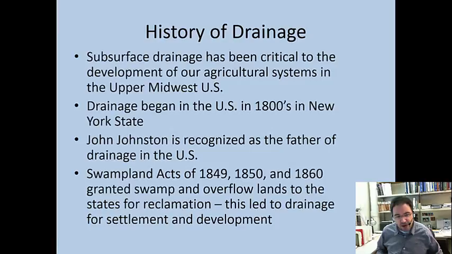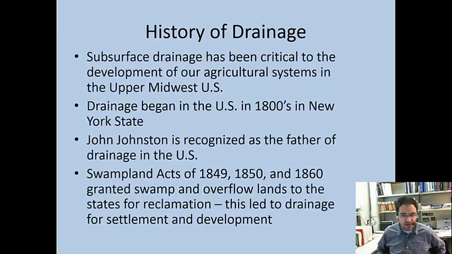As we look at drainage throughout a lot of the U.S. and the Midwest U.S., a critical act was the Swampland Act, or Acts of 1849, 1850, and 1860. These granted swamp and overland flow lands to the states for reclamation, and this led to drainage for settlement and development. So around that 1800 is when we started to see some drainage in the upper Midwest, and then it really took off as we got to the late 1800s, early 1900s in many areas.